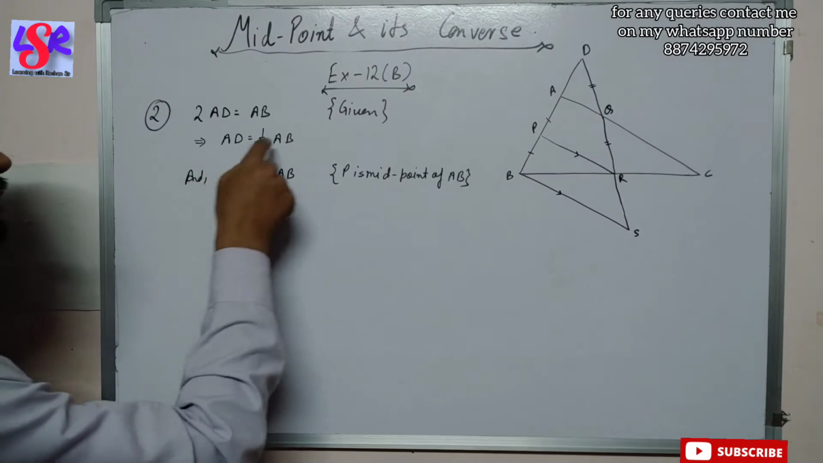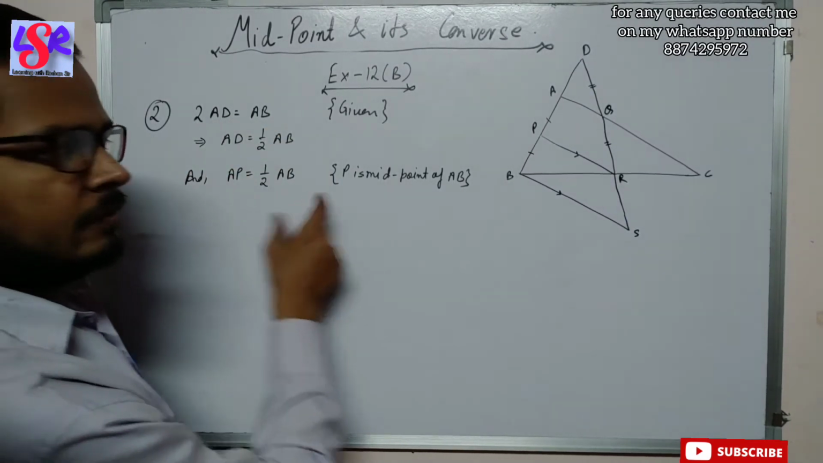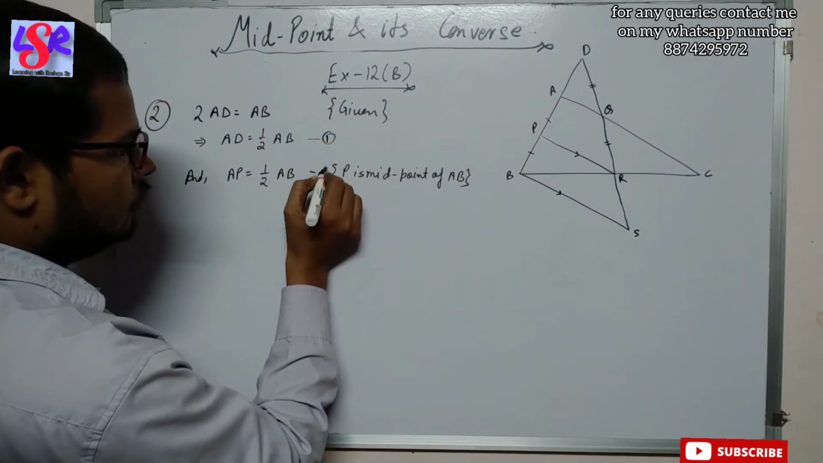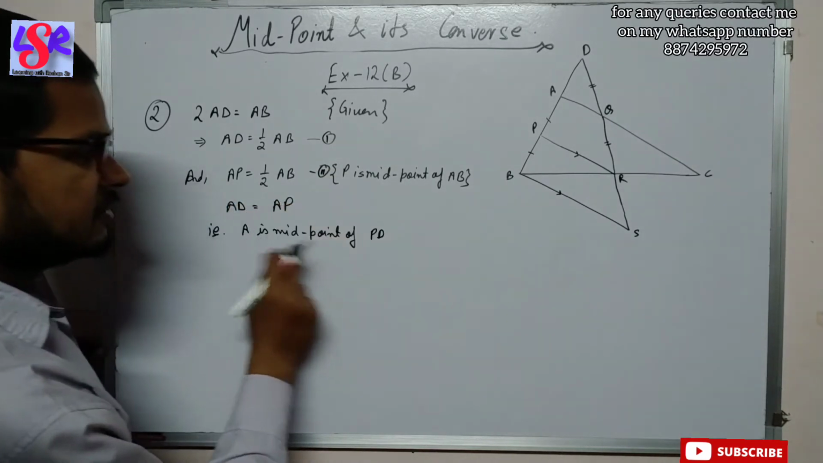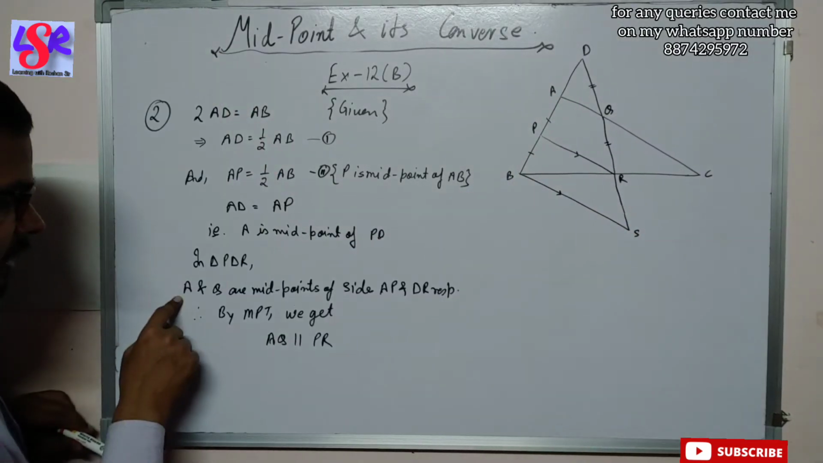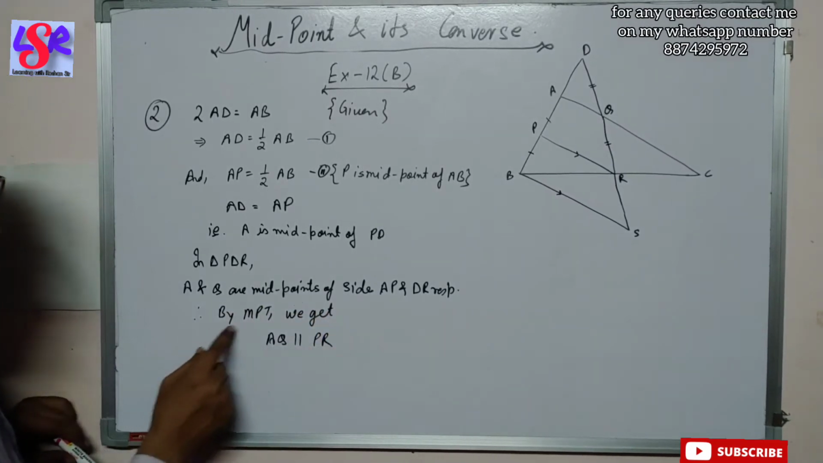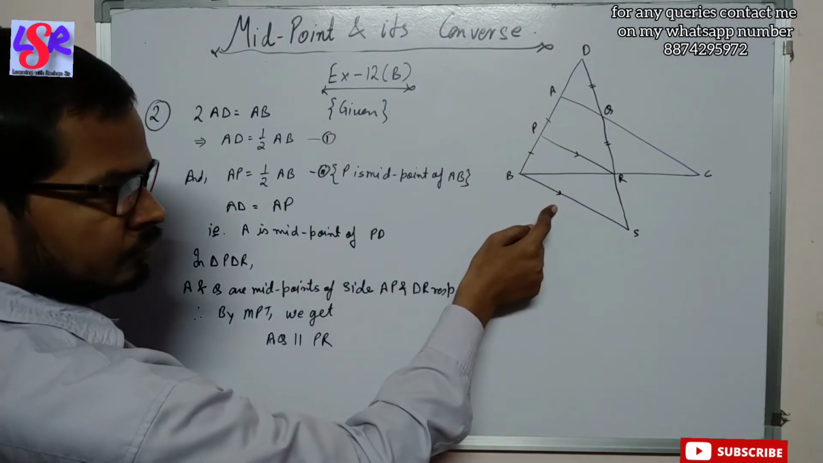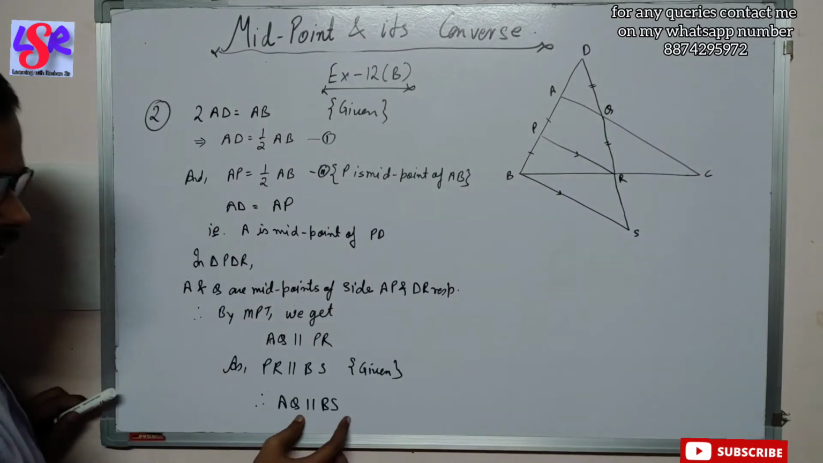Then by using the midpoint theorem we can prove this line is parallel to this one. So AD equals 1 upon 2 AB, as we have 2 AD equals AB, then AP equals 1 upon 2 AB as P is the midpoint of AB. So from equations 1 and 2 we get AD equals AP, that is A is the midpoint of PD. Then in triangle PDR, A and Q are the midpoints of the sides PD and DR respectively. Therefore by the midpoint theorem we get AQ parallel to PR. Now as PR is parallel to BS, this AQ will also be parallel to BS, and here we get AQ is parallel to BS.